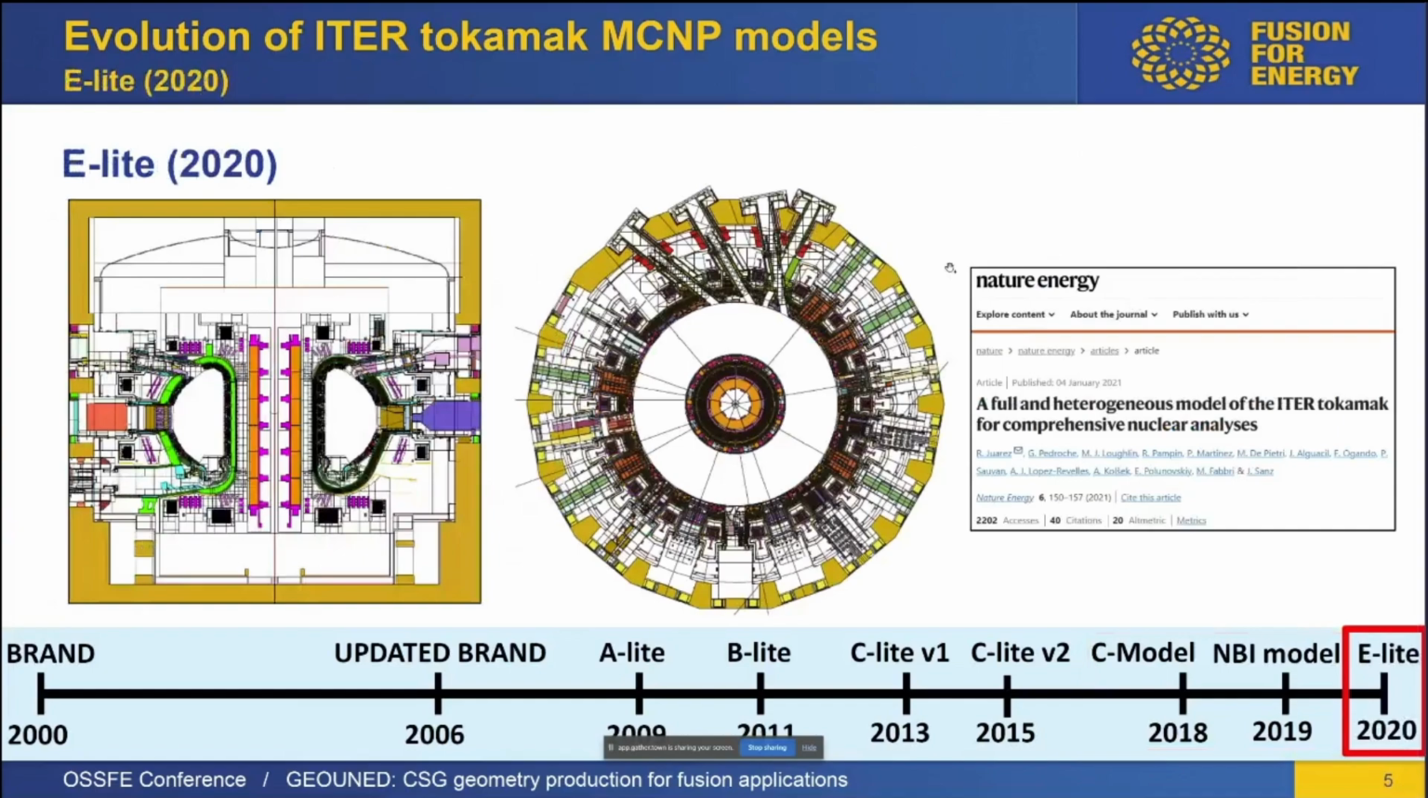And then in 2020, there was a very significant release in terms of models. So we have published a paper in Nature Energy on the 360-degree Monte Carlo representation of the ITER tokamak. So this was a very, very complex work that basically meant a detailed representation of all the machine as it was studied at that time.